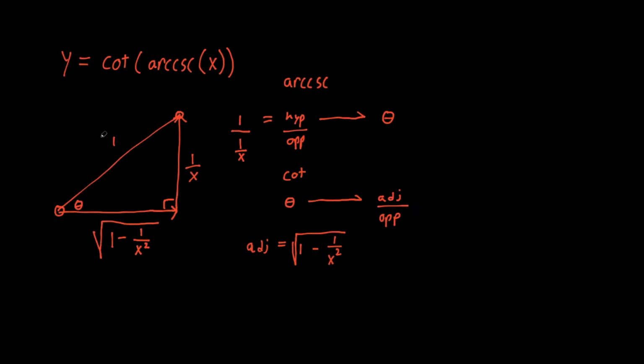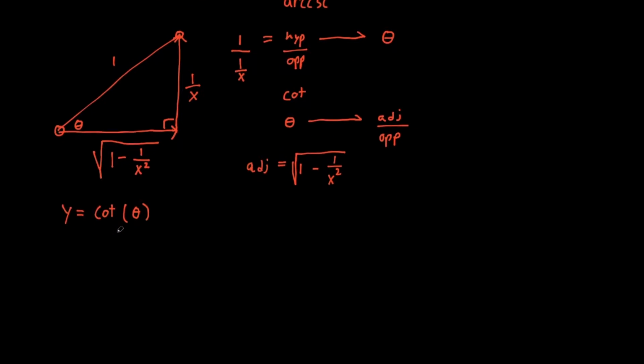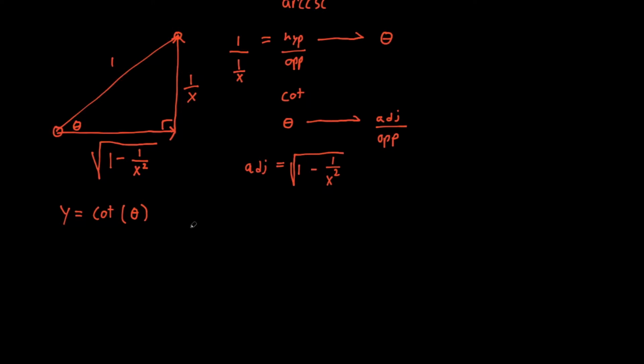Okay, and now we have our triangle all sorted out, and y equals cotangent. Remember we said arc cosecant of x is equal to theta. So we have cotangent of theta. And cotangent is, like we said, adjacent over opposite. So the cotangent of theta is going to equal adjacent, which is the square root of 1 minus 1 over x squared, over opposite, which is going to be 1 over x, which we can multiply top by the reciprocal of the denominator, and we get x times the square root of 1 minus 1 over x squared.